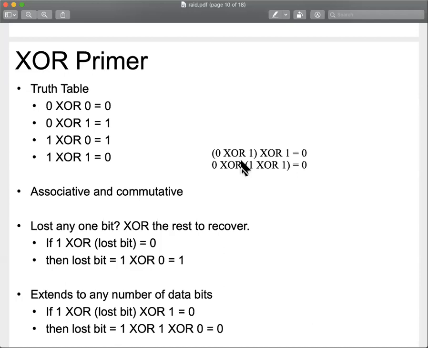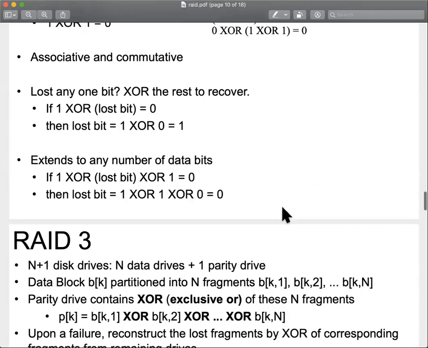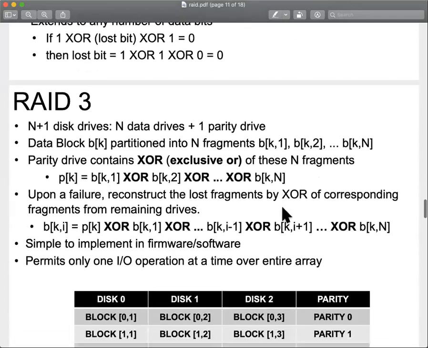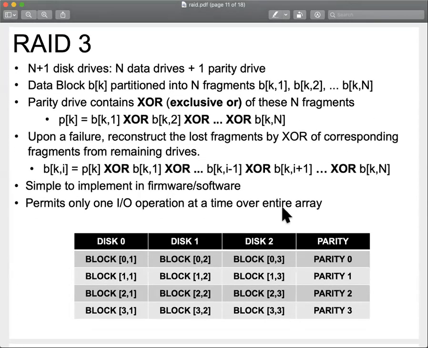Okay, so let's get going to RAID number 3. All right, so RAID number 3 is an improvement over both RAID 1 and RAID 2. So the idea here is that we will take a single block of data and we will chop it up into multiple fragments.